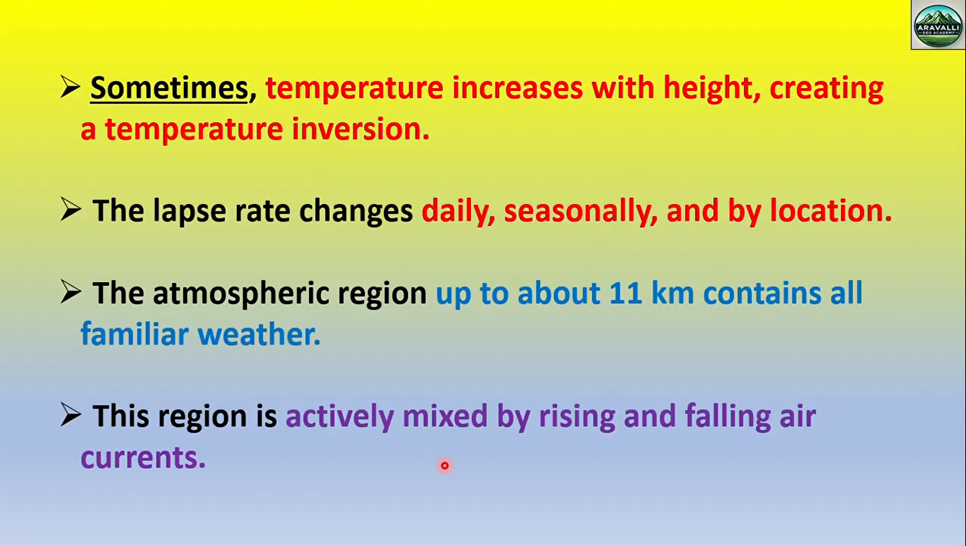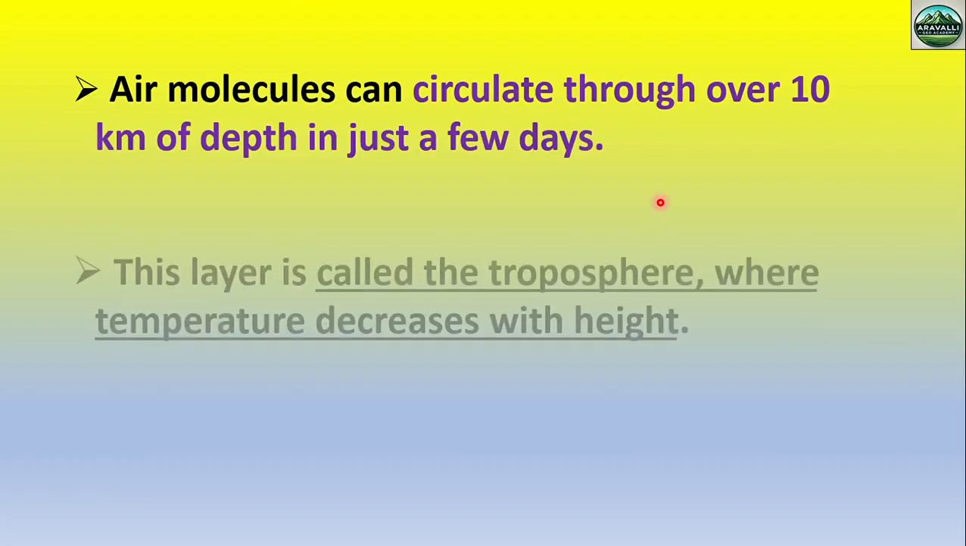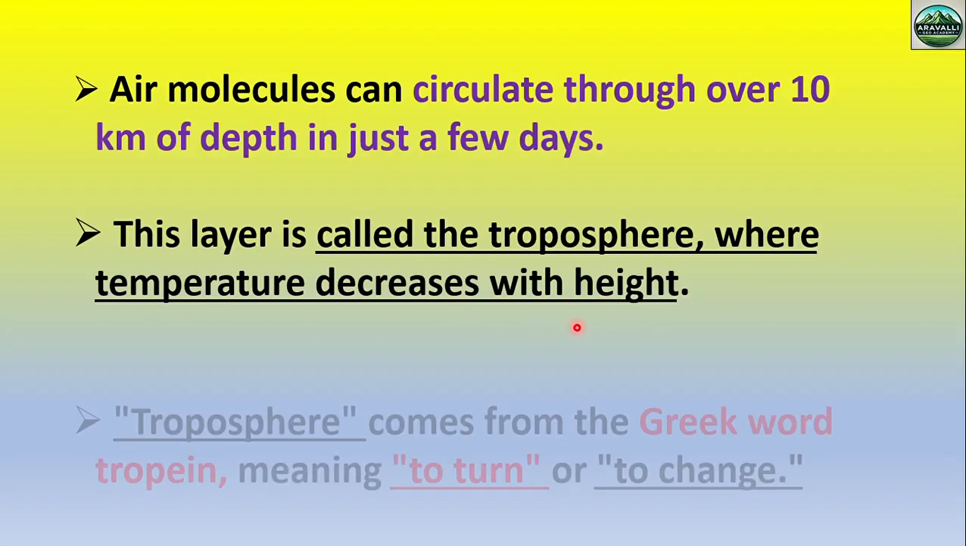Now the air molecules can circulate over the 10-kilometer depth in just a few days, because all weather phenomena happen in the troposphere. So air molecules can travel faster as compared to other layers. This layer is called the troposphere. In the troposphere, what is the temperature condition? Temperature decreases with height.